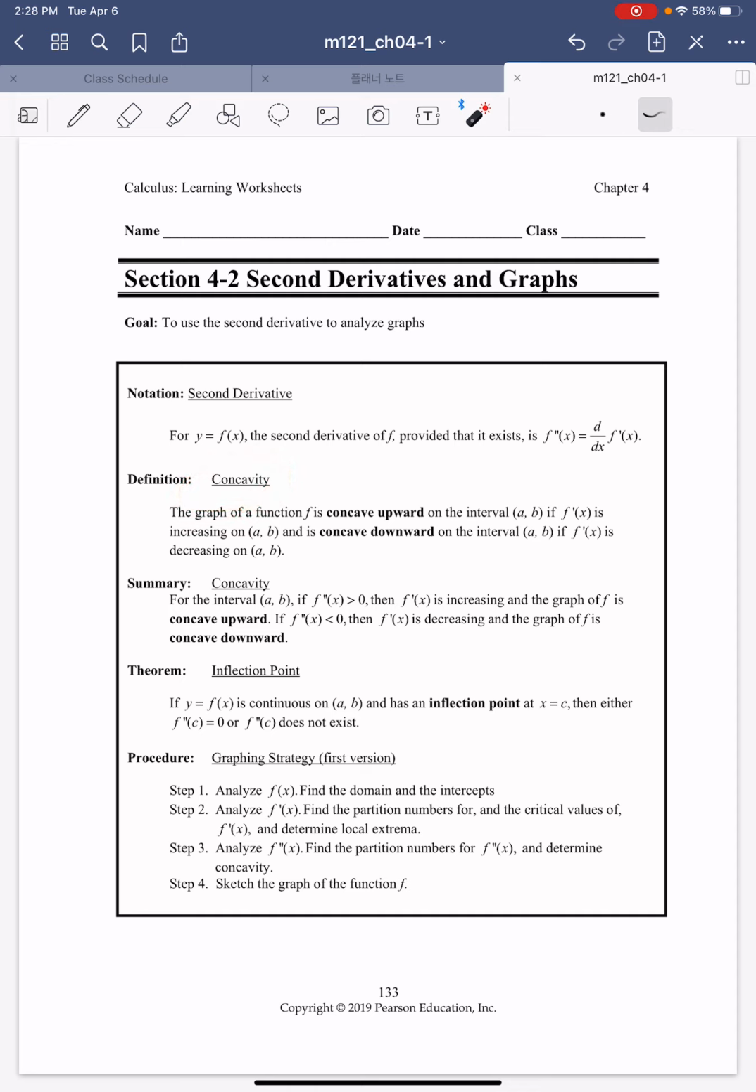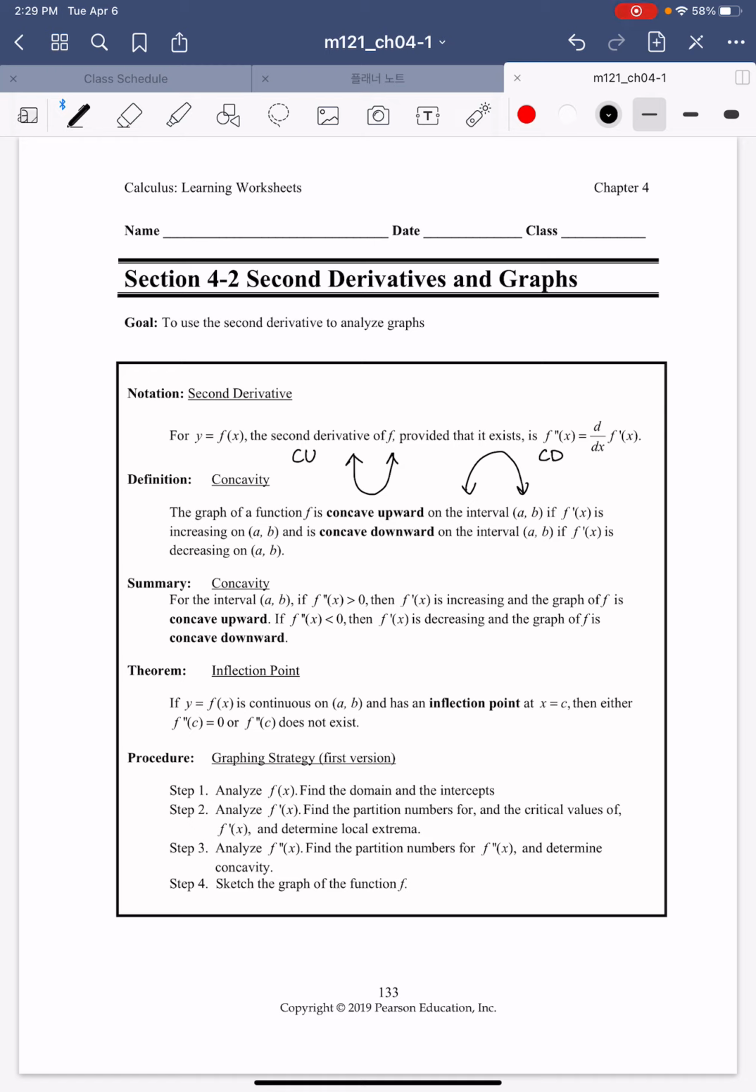What is the concavity? The graph of function f, the original function, is concave up on interval a comma b if the first derivative is increasing, and vice versa. We call it concave downward if the first derivative is decreasing. So concavity is just the shape of a graph. We have two types of graph. This is concave upward, like a parabola, and this is concave downward.